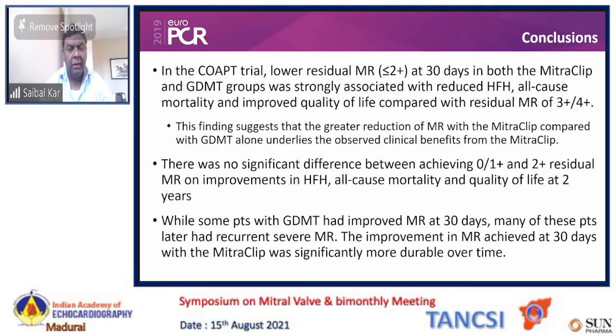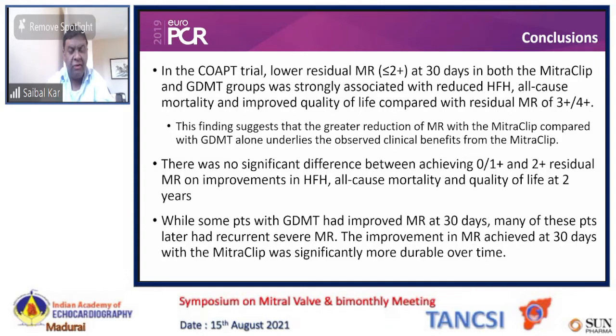that in the QUAD trial, lower residual MR, 2 plus or less at 30 days in both the MitraClip and GDMT arms, was strongly associated with reduced heart failure, all-cause mortality, and improved quality of life compared to residual MR 3 or 4 plus. This finding suggests that the greater reduction of MR with the MitraClip compared with GDMT alone underlines the observed clinical benefits from MitraClip. This conclusion is very important because you just mentioned to me about the French trial. But this trial proves that MitraClip is the reason why they actually showed survival.